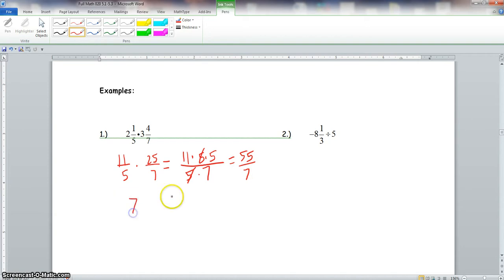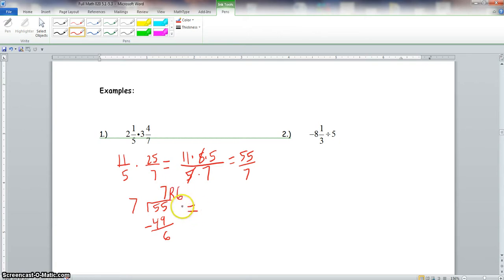So we would take 7 into 55. 7 goes into 5 0 times. 7 goes into 55 7 times. 7 times 7 is 49. And we subtract it. 55 minus 49 is 6. So we have a remainder of 6.